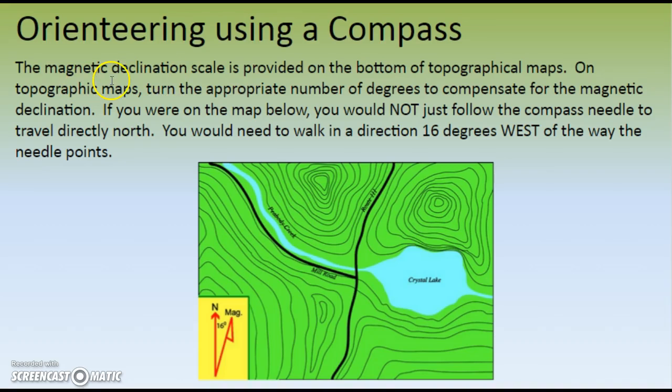And last but never least, the magnetic declination is provided at the bottom of topographic maps. Most locations are going to have some declination. It's essentially the difference between where true north, or geographic north, is, and where the compass needle is pointing. We have to compensate for that, and that's your magnetic declination. It's the difference between true north and the magnetic pole that we're looking at. So there you have it.